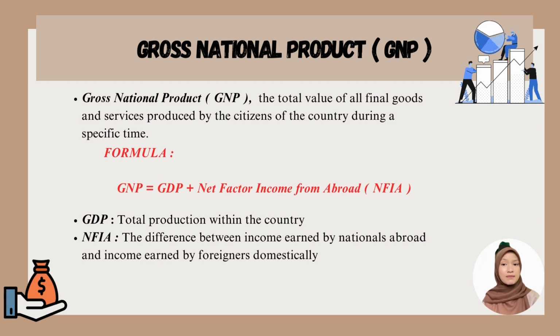So GDP was explained before this, which is the total production within the country in a certain period of time. Net factor income from abroad, which is NFIA, is the difference between income received from abroad for rendered factor services and income paid towards services rendered by foreign nationals in the domestic territory of a country.